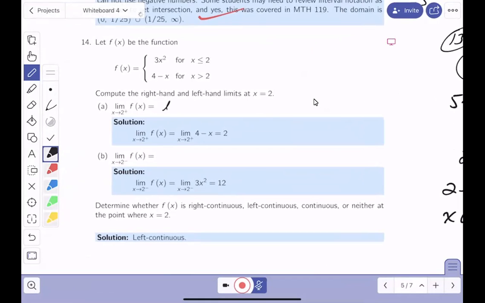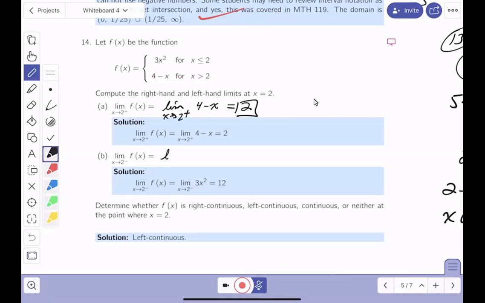This will be the limit as x goes to 2 from the right. Of these two functions, which allows you to go for 2 from the right? This one. So it would have to be 4 minus x. Relatively simple limit to take. What do you get over there? 4 minus 2, which is 2.